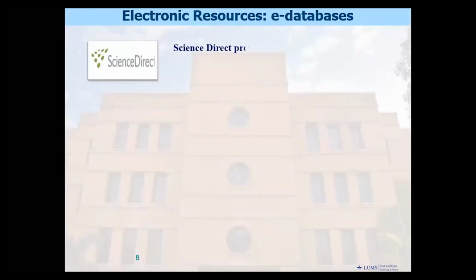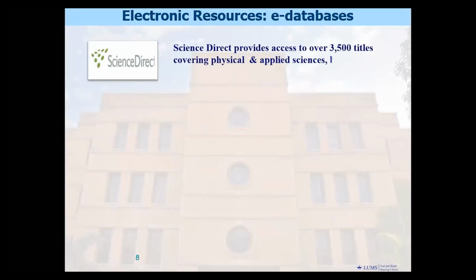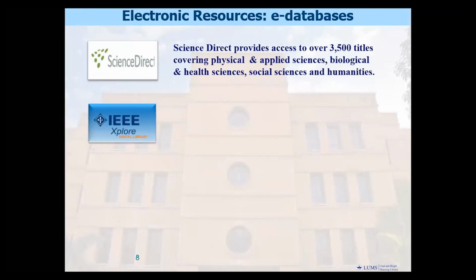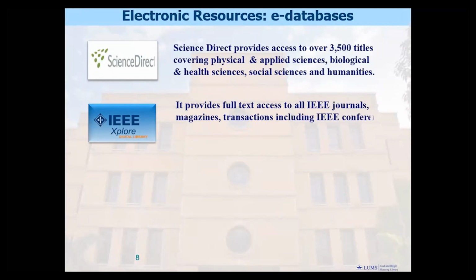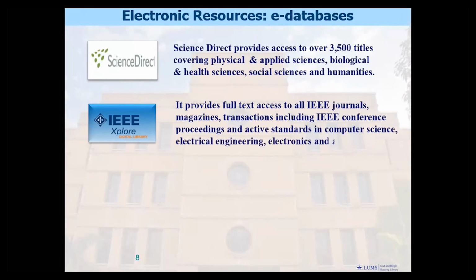We do have Science Direct. Science Direct provides access to over 3,500 titles covering physical and applied sciences, biological and health sciences, social sciences, and humanities as well. IEEE covers two-thirds of the world's published literature on computer, electronics and electrical engineering. And we do have access to its transactions, conference proceedings, and active standards.